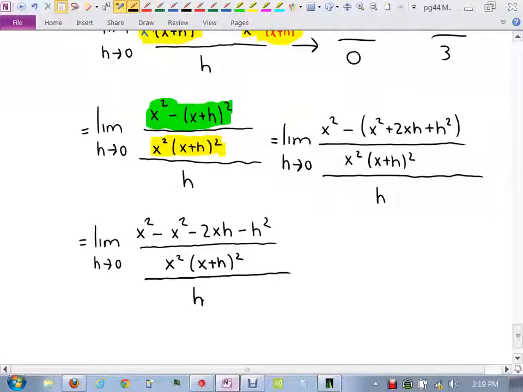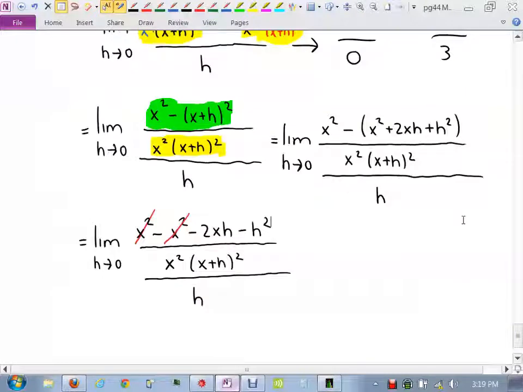So what did I do on that step? Just distributed the negative sign. That's going to allow me to cancel my x squareds. And why is that a good thing? Because the only two things left in the numerator both have an h in them. And because of that, it's going to cancel with this h.